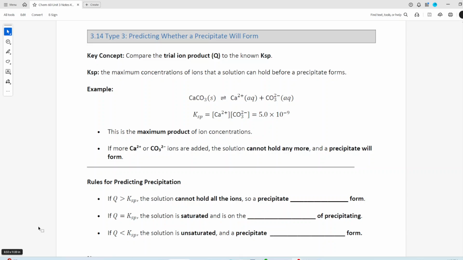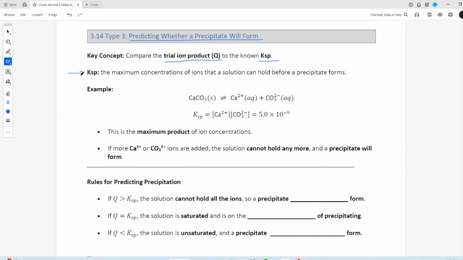For those of you who loved Q, here we go. So now what we're going to do is predict whether a precipitate will form or not. The key concept here is that we are going to be comparing a trial ion product Q to the known KSP and deciding whether you are going to form a precipitate or not. It's a little bit different than KEQ and Q, but I'll explain it.